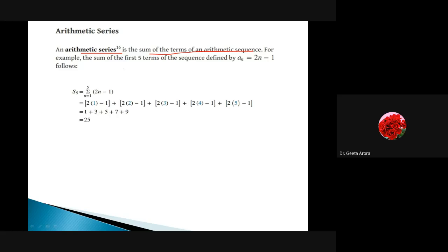For example, if we take some of the first terms of the sequence defined by this, how can we write it down? We can write down S5, which is the notation, with n going from 1 to 5, and here we have defined 2n minus 1. Correct? So I have to put n is 1, n is 2, n is 3, 4, and 5. And finally, we have to add them all to find out the final answer. Correct? So this is how we are getting it.